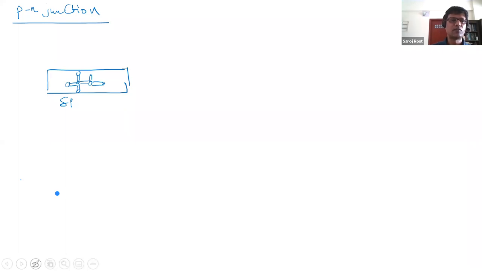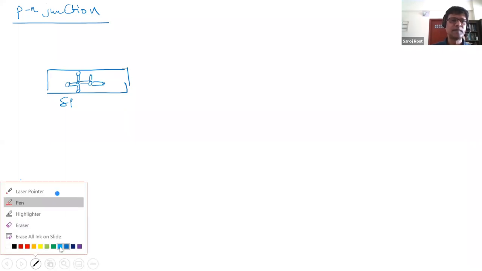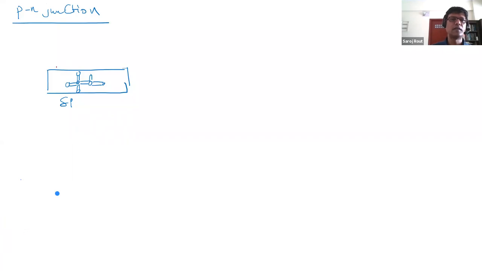And if I draw what's called the band diagram, now the band diagram helps you in finding what's called the contact potential. Okay, Akshit, you have a question? You raised your hand, do you have a question or?